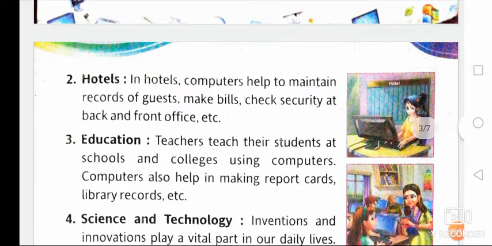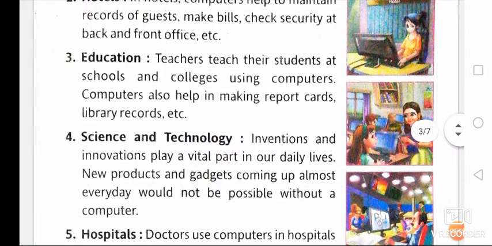Hotels. In hotels, computers help to maintain records of guests, make bills, check security at back and front office, etc. Third one is education purpose. Teachers teach their students at schools and colleges using computers. Computers also help in making report cards, library records, etc.